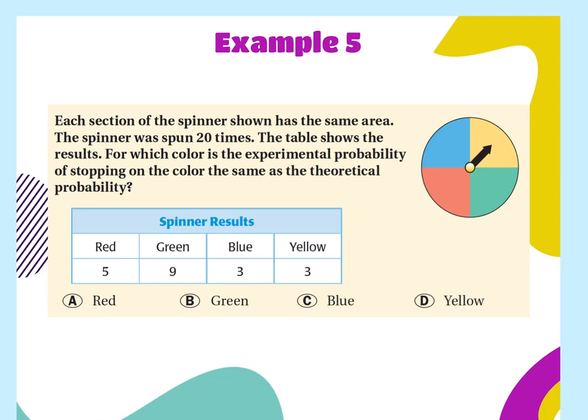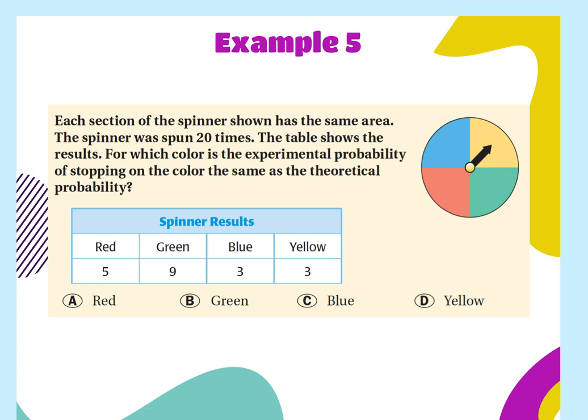All right, so example 5 says each section of the spinner shown has the same area. The spinner was spun 20 times. The table shows the results. For which color is the experimental probability of stopping on the color the same as the theoretical probability?